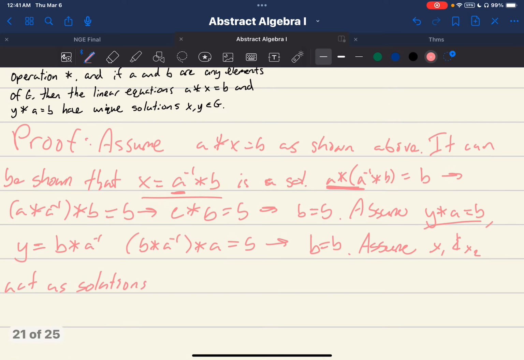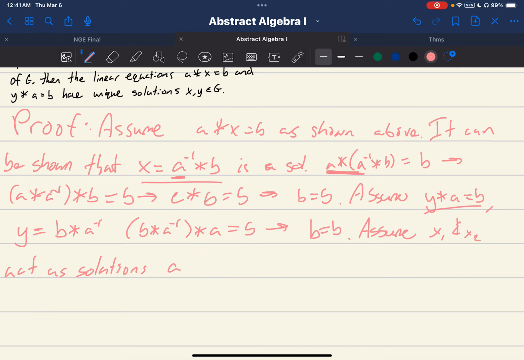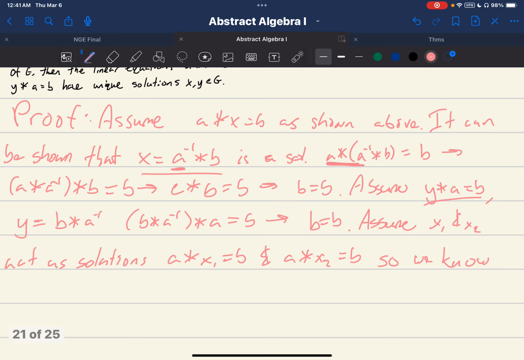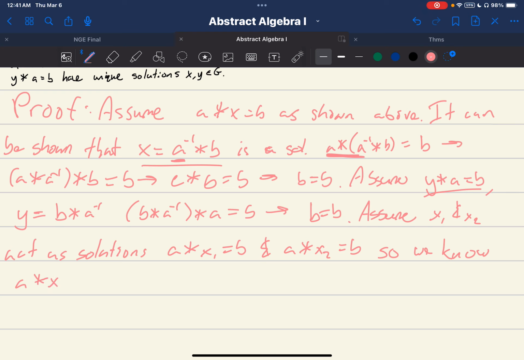Then from our equation we'll have a star x1 equals b. But we'll also have a star x2 equals b. And by the little law that is known as the law of equality, since they're both equal to b, we know they have to equal each other. And luckily, that's something we can still conclude in abstract algebra. So we know that a star x1 equals a star x2.